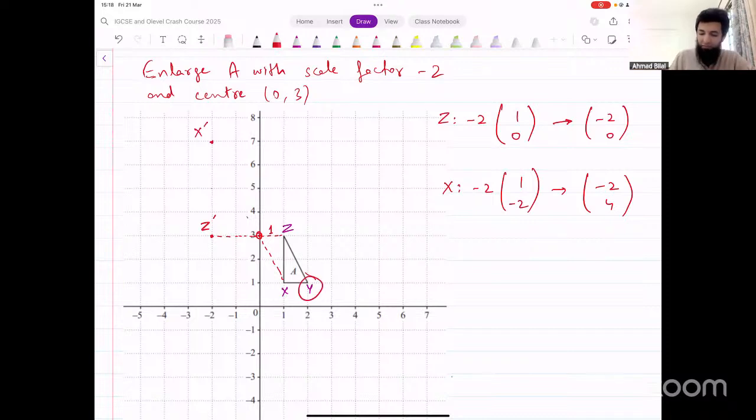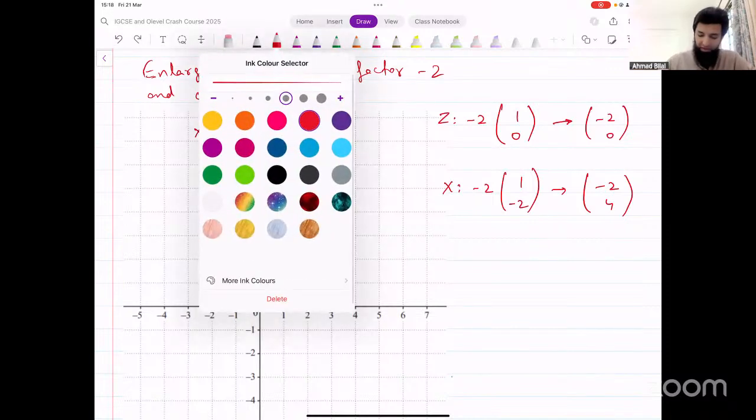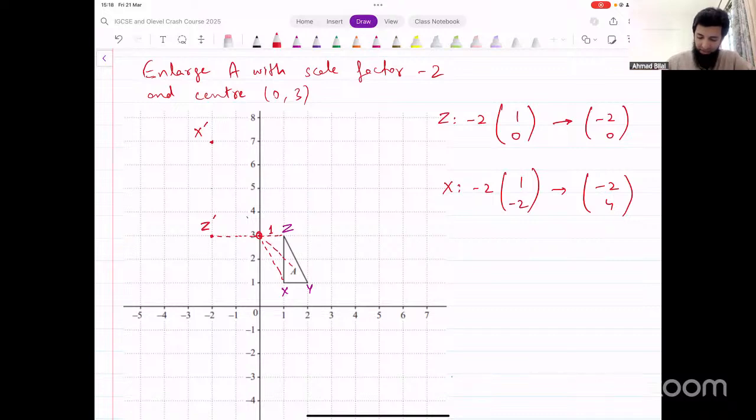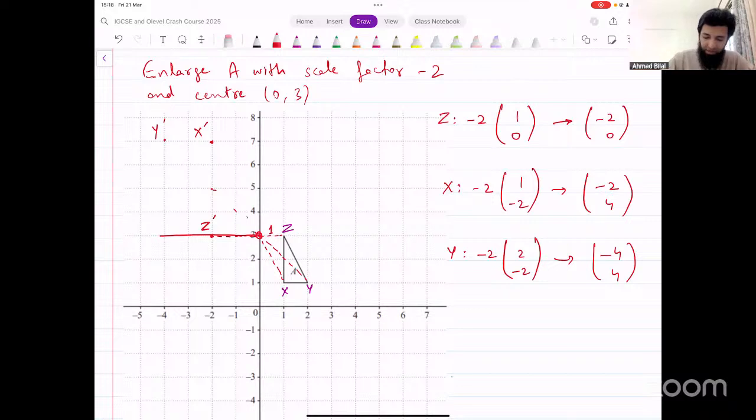And then finally, we've got Y. Where is Y? Y is 2 units right and then 2 units down. It's going to go like this here and here. This is going to be Y prime. You can do it using vectors as well. You can say Y is 2 right, 2 down, so 2, -2 multiplied by the scale factor -2. What does that give us? -4, +4. That means 4 units left and then 4 units up from the center of rotation. And that gives you that point Y. So this is Y prime.